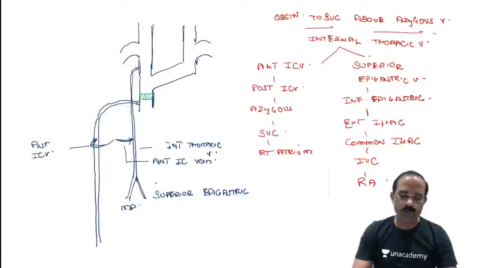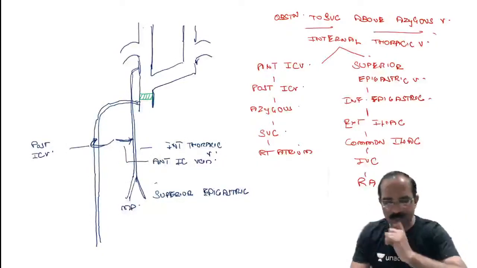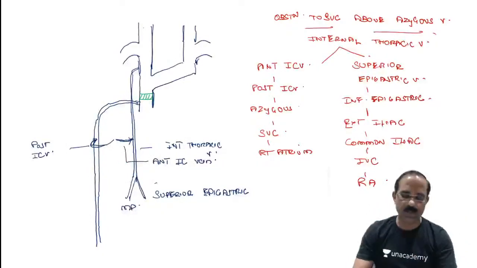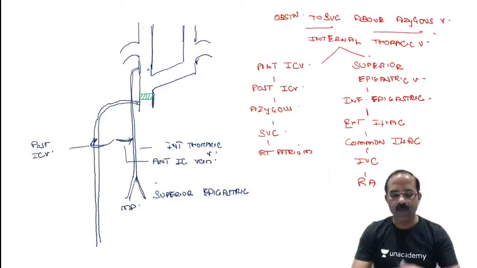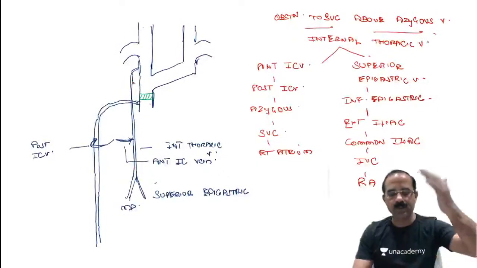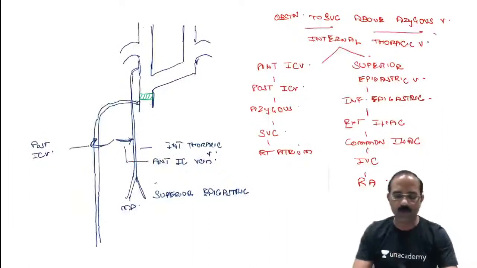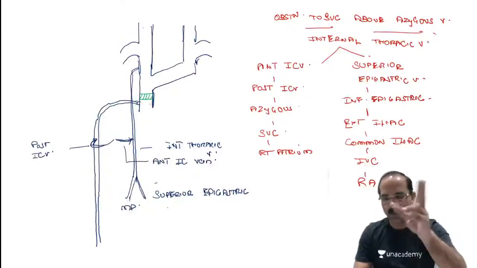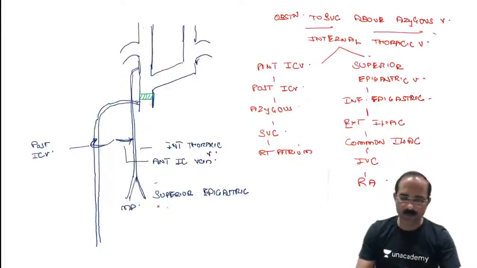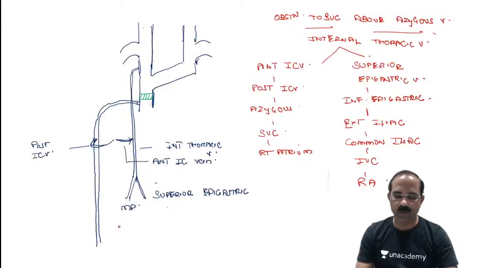And what opens into the SVC is the azygous vein. The azygous vein opens into the SVC. This one is the azygous vein which opens into the SVC. What is this vein in front? This is the internal thoracic vein, right? That's the internal thoracic vein. And this internal thoracic vein is formed by two veins. One is the superior epigastric and the second one is the musculophrenic vein.